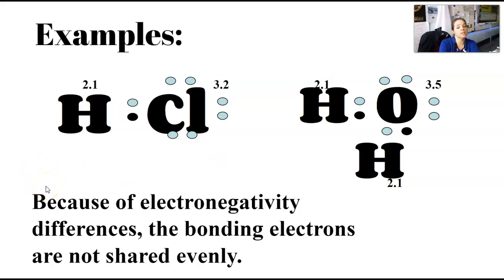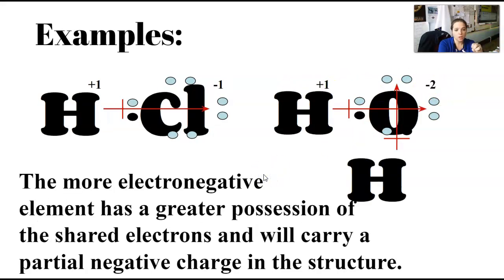Because of electronegativity differences, the bonding electrons are not shared evenly. So if you were to take this and subtract, like 3.5 minus 2.7, there's going to be a difference between the two. And the more electronegative an element is, the greater possession of the shared electrons it has, and it will carry a partial negative charge in the structure. So looking at the hydrogen and chlorine, sorry, that's not an ionic, it is a covalent. Because chlorine is more electronegative, there's more electron density over on the chlorine side, so it's going to be more negative towards that. It's going to pull towards that.